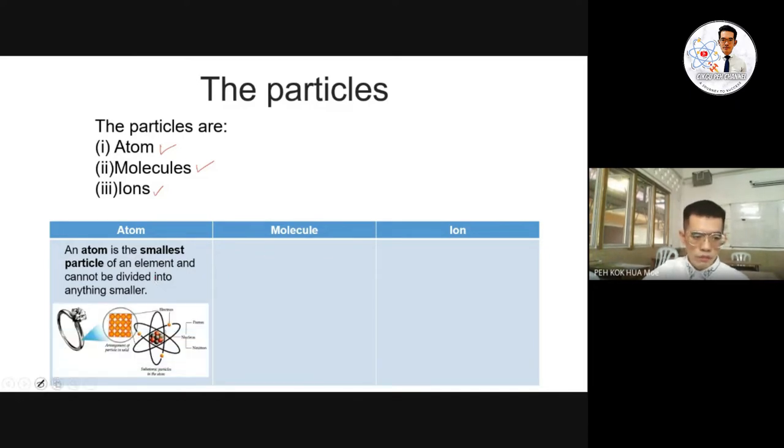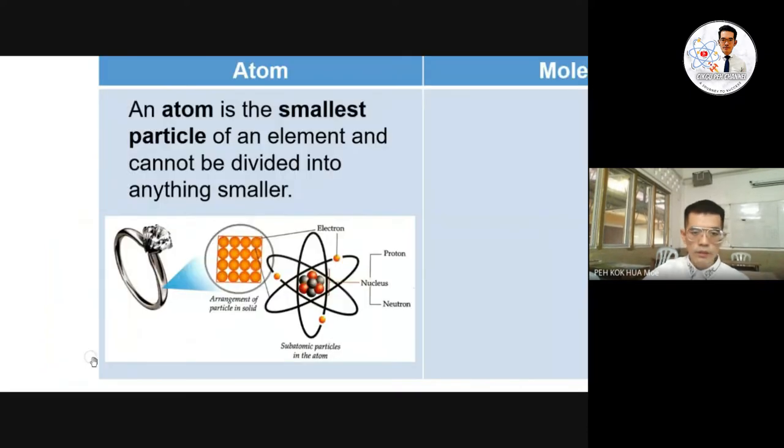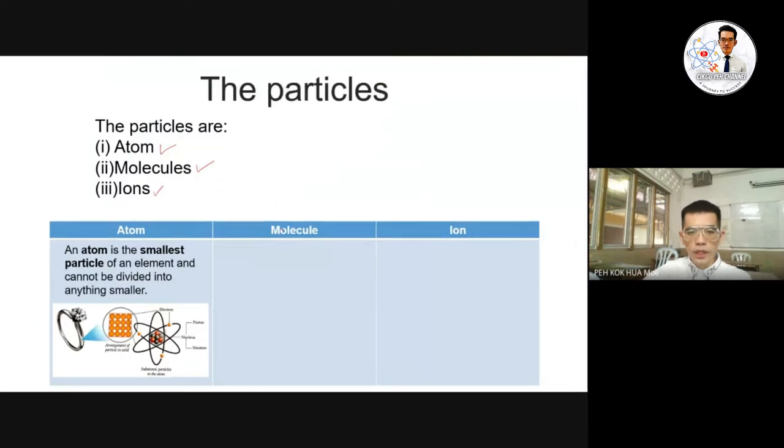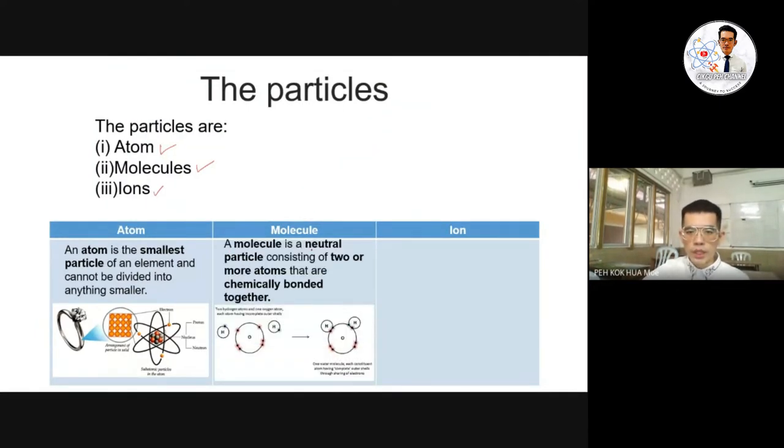So here we have the example. This is the arrangement of the solid. This is actually the metal. Metal exists in one type of atom only. You can look at the figure here. And next will be molecule. A molecule is a neutral particle consisting of two or more atoms that are chemically bonded together. You can also look at the figure here.